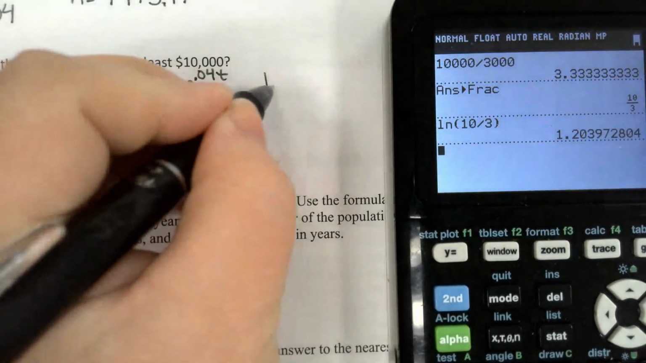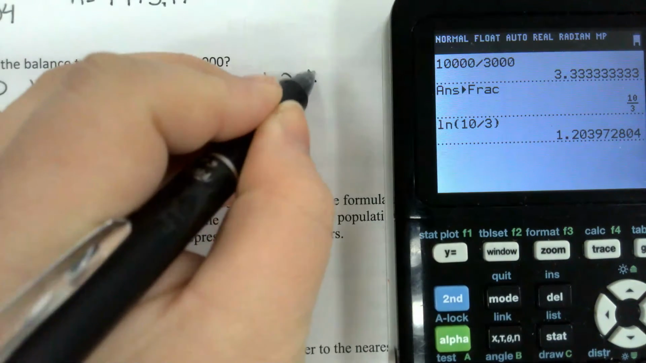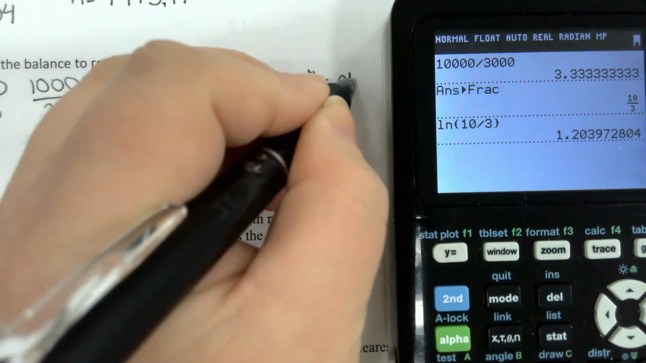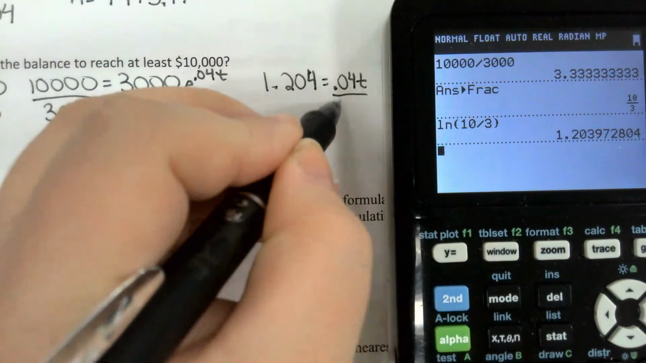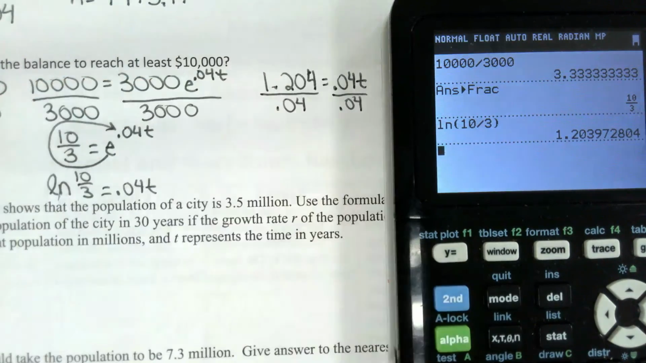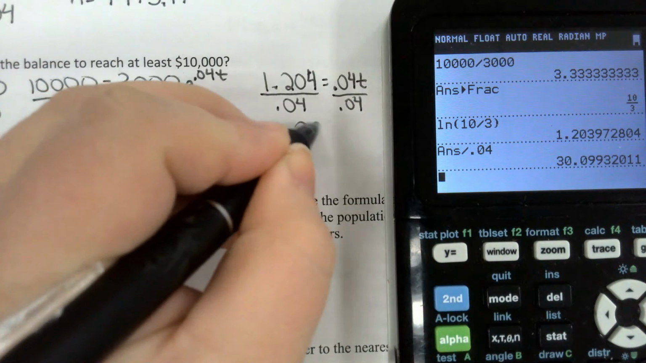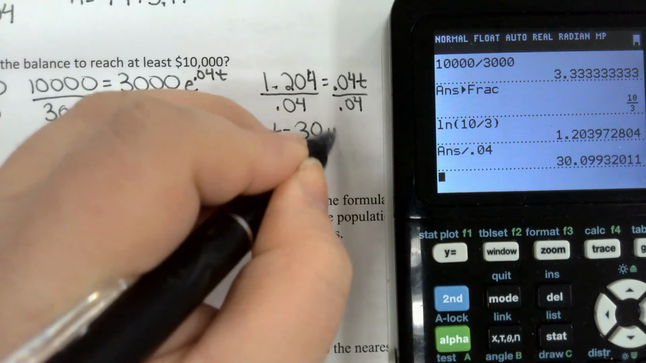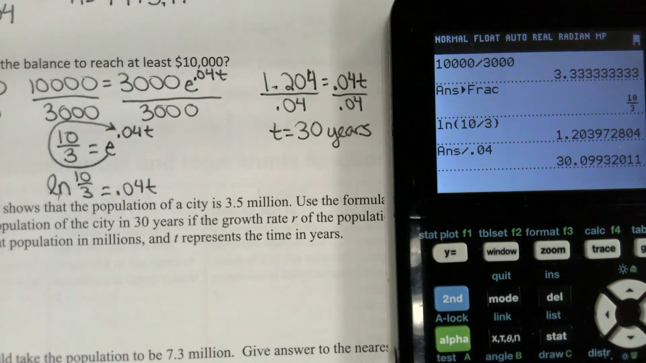1.20, and that 39 changes to a 4 because of the 7. Now I need to divide both sides by 0.04. And I get t is equal to 30.099 years, or 30 years. Time and years we can usually round to a whole number.